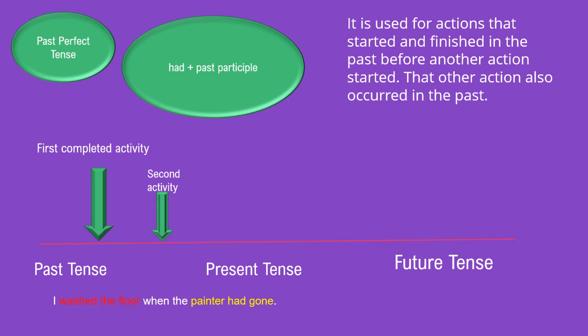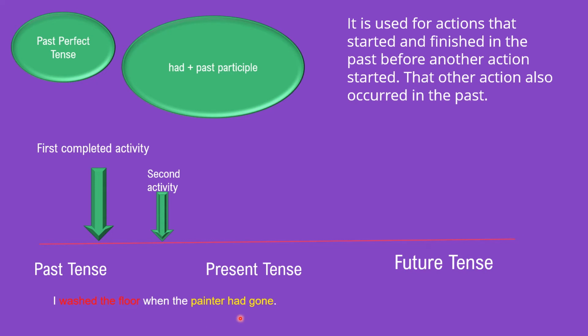Going to past perfect tense. I need your attention here. Now here in the past perfect tense, you have two activities. Both happened somewhere in the past. So when you have a combination of two activities which happened in the past, you speak in past perfect tense, or you write, whichever is the case. Example, I washed the floor when the painter had gone. Now you can see the difference of color here, which signifies that there are two activities which happened in the past, and that is why I have used past perfect tense.